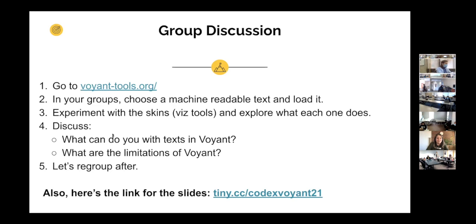And then the 2 main questions I have for you are, what can you do with text, and what are the limitations? Because Voyant's not going to do everything, right? So what can't you do, and what is that barrier? So I also put the link to the slides again that Jacob gave us in case anyone wants to go ahead and pull those up. And we'll regroup in 10 minutes.